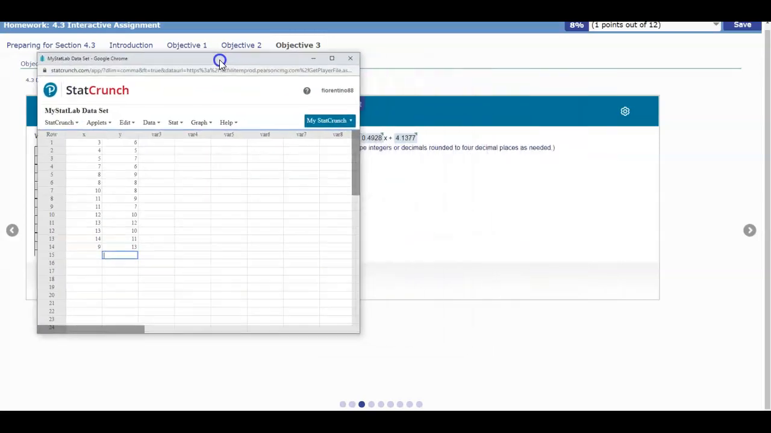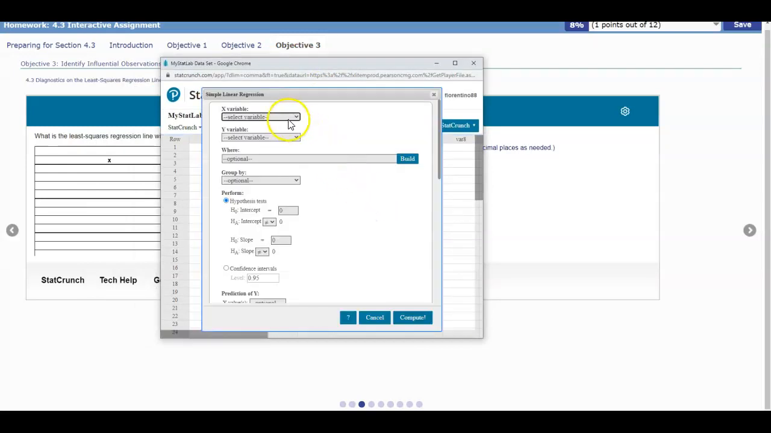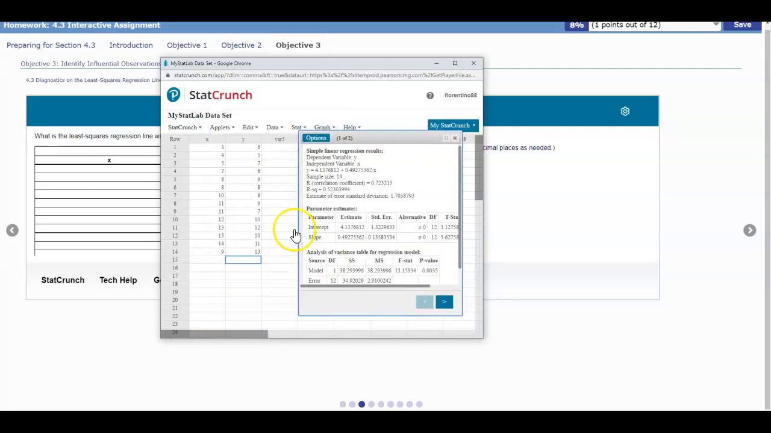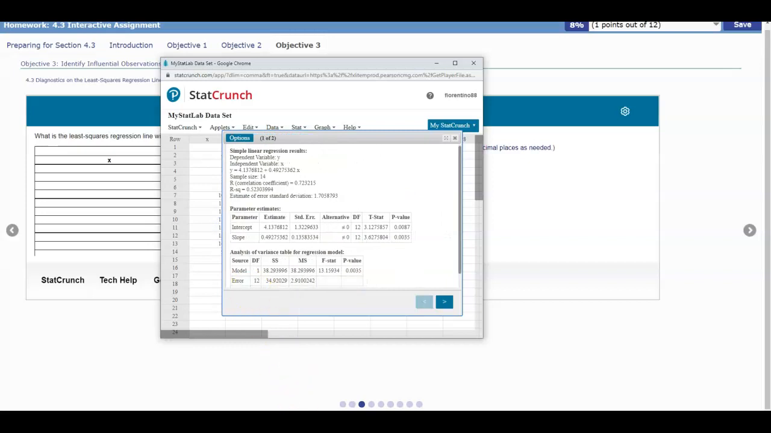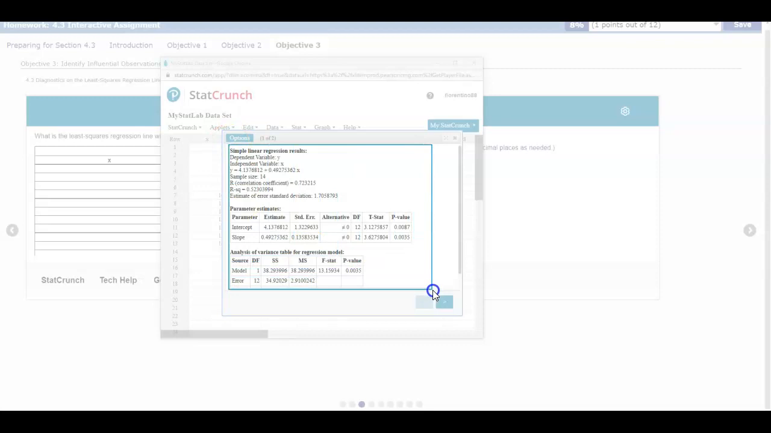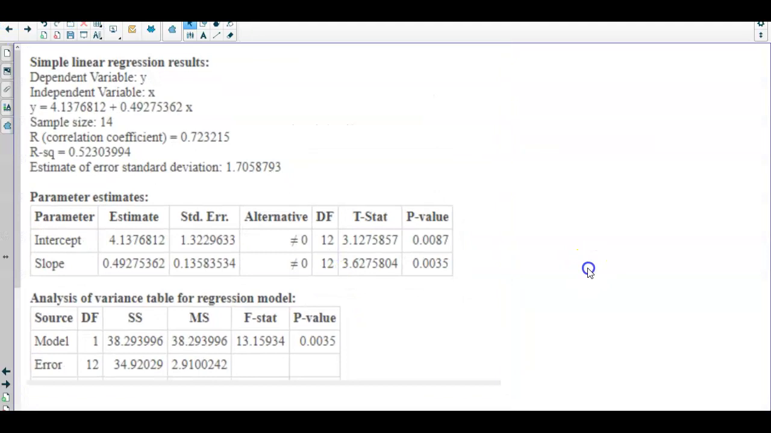Now we want to go to Stat, then select Regression, and then Simple Linear. We're going to make sure that our x variable is x and our y variable is y. Then we scroll down all the way to the bottom and select Compute. Now I'm going to copy this information so we can determine what our equation is going to look like. So I copied the data in here. Then let's determine what that equation is going to look like.